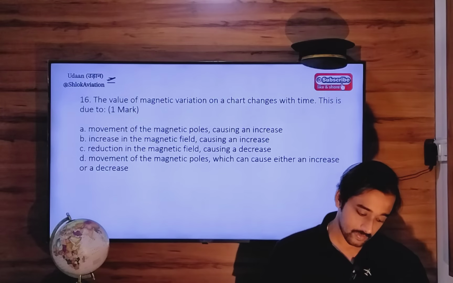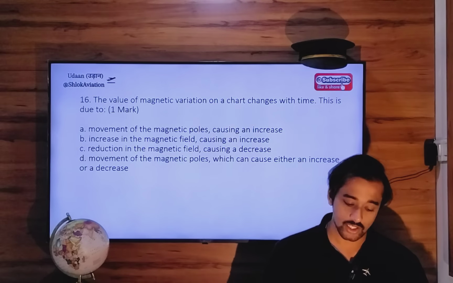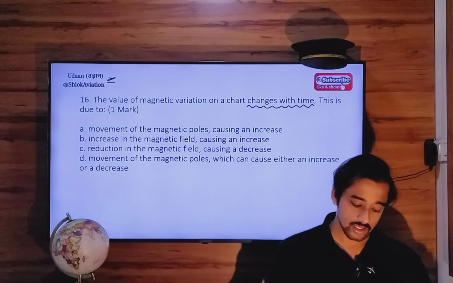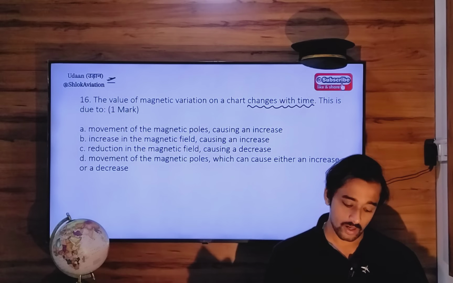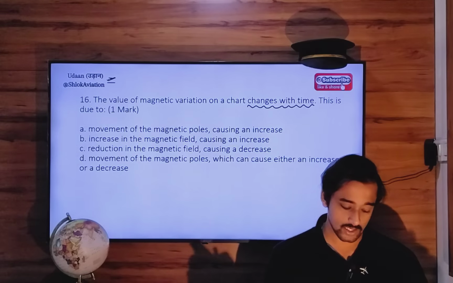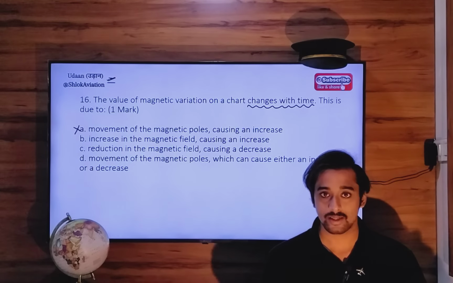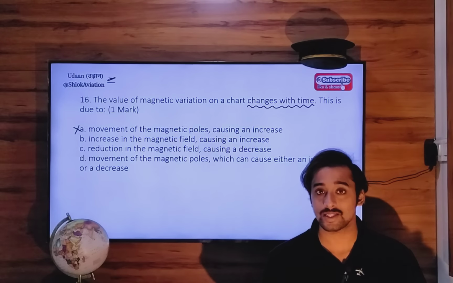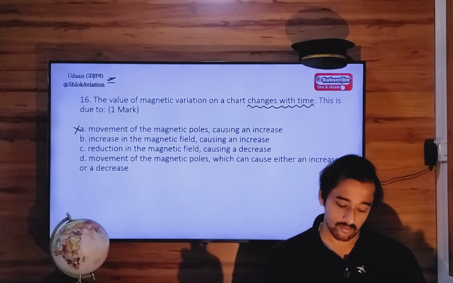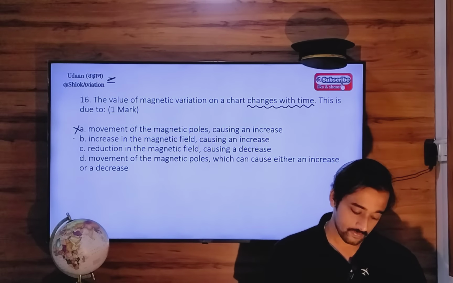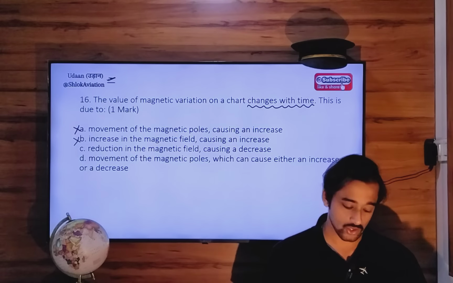Next, 16. The value of variation on a chart changes with time. Yes, it does. This is due to what phenomenon? Movement of the magnetic poles causing an increase. Wrong. Movement of the poles can also decrease the variation, not necessarily increase. Increase in the magnetic field causing an increase. Wrong. Reduction in the field causing a decrease. Wrong. Not necessarily. Movement of the poles, yes, which can cause either increase or decrease. So Delta is the correct option. Another factual question from chapter 3.